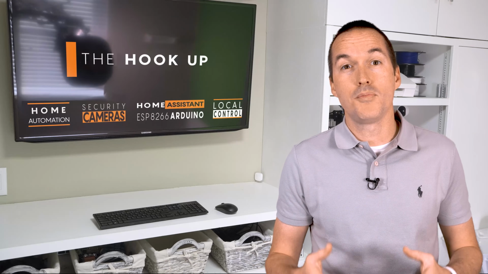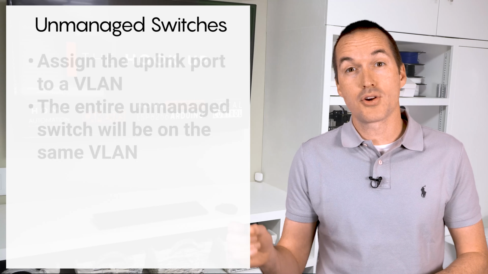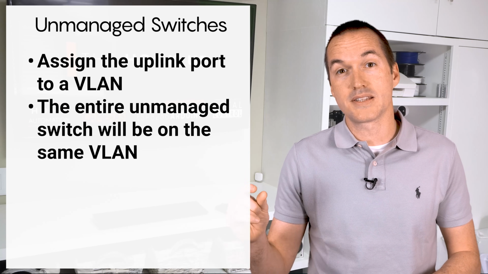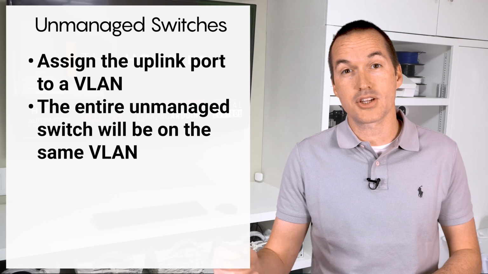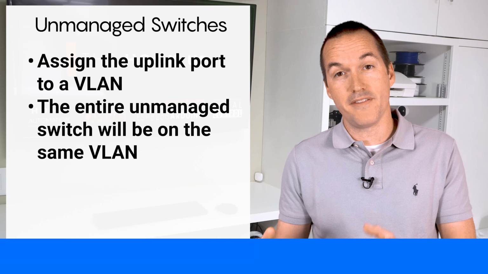This is also how you would put an entire unmanaged switch onto a specific VLAN. Just make sure that the uplink port that you're using is assigned to the correct VLAN in the override section, and then all of the ports on the unmanaged switch will also be on that VLAN.